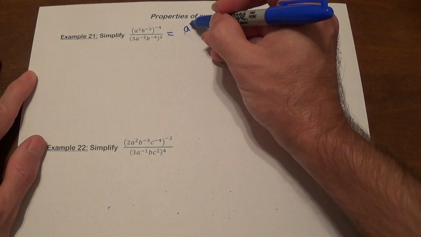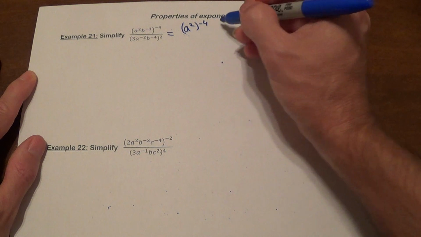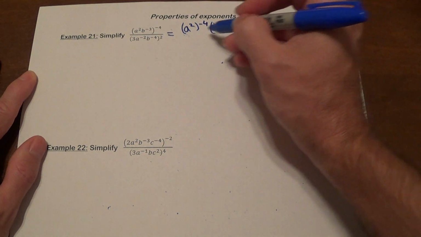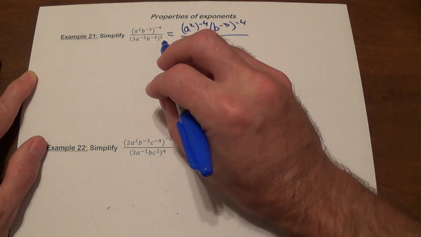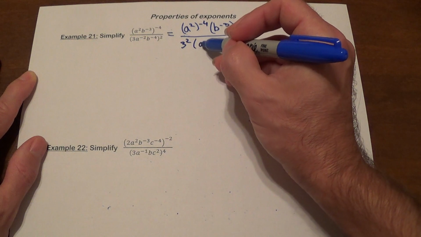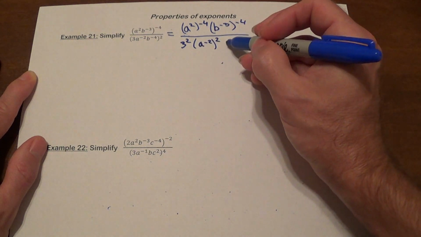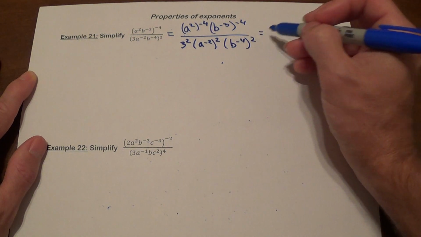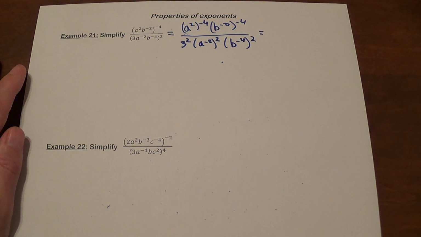We're going to say it's a squared to the power negative 4 times b to the negative 3rd to the power negative 4. And on the bottom we have a similar thing with a positive exponent. That's going to be 3 squared times a to the negative 2 squared times b to the negative 4 squared. Okay, so let's take care of all that.